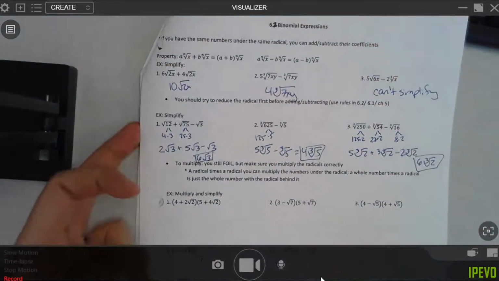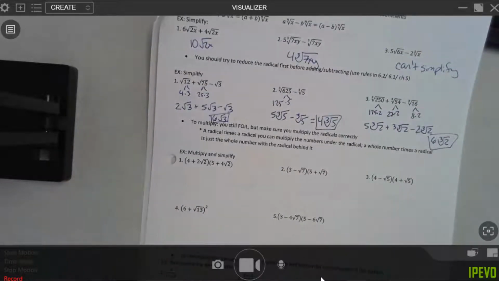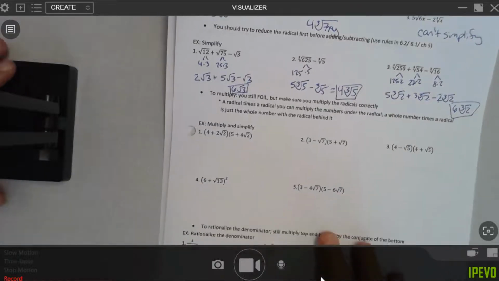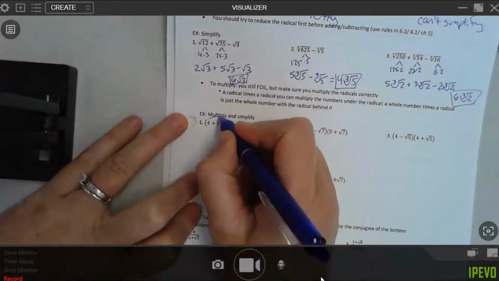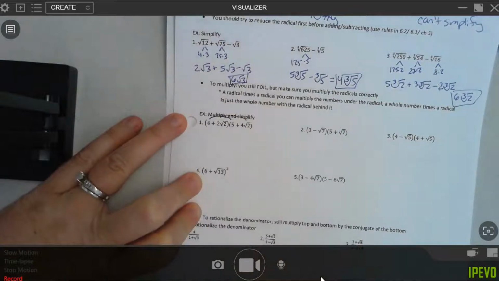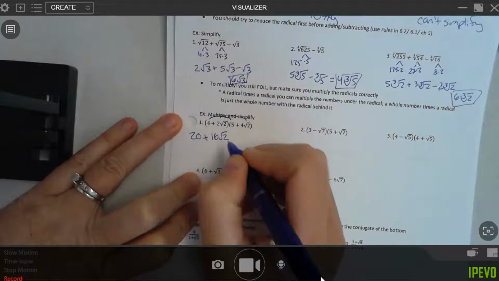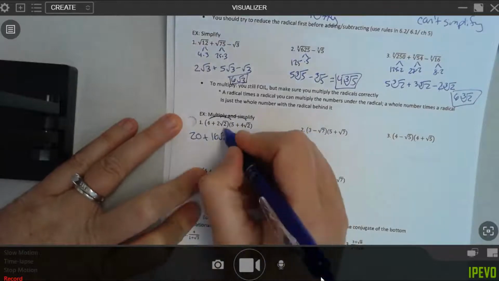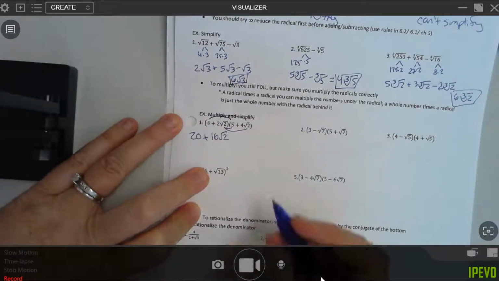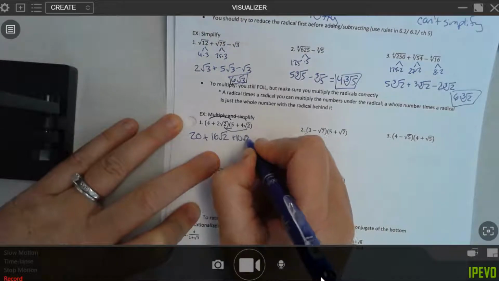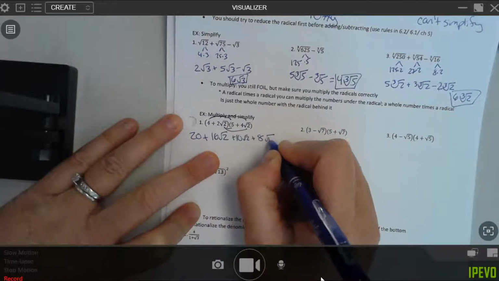All right, so when we're multiplying, we're still going to multiply like we normally do, but a square root times a square root, you just multiply the numbers on the outside, you multiply the numbers on the inside. So let's see what this looks like. So the 4 goes to the 5, and the 4 goes to the 4 radical 2. So I get 20 plus 16 radical 2, because you just multiply the outside numbers, and then that goes to each term. So I'm going to get a 10 square root of 2 plus 8 square root of 4.